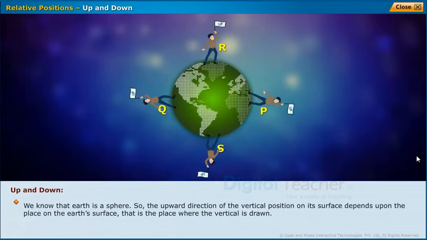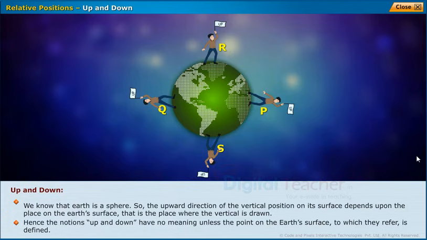We know that Earth is a sphere, so the upward direction of the vertical position on its surface depends upon the place on the Earth's surface, that is the place where the vertical is drawn. Hence, the notions up and down have no meaning unless the point on the Earth's surface to which they refer is defined.